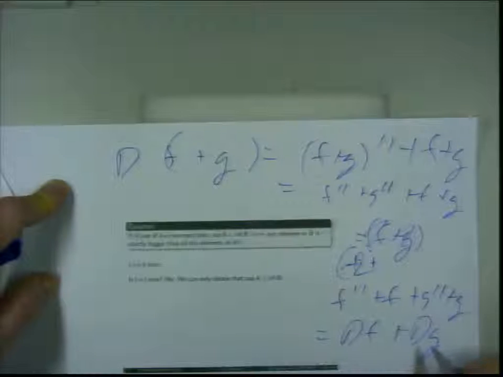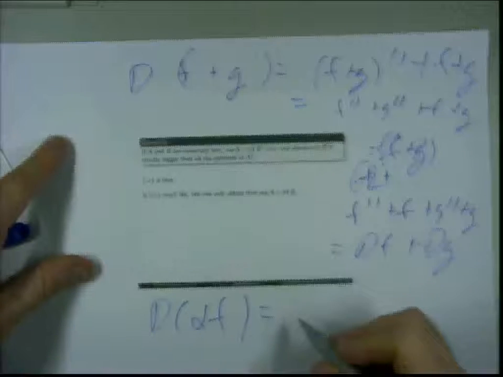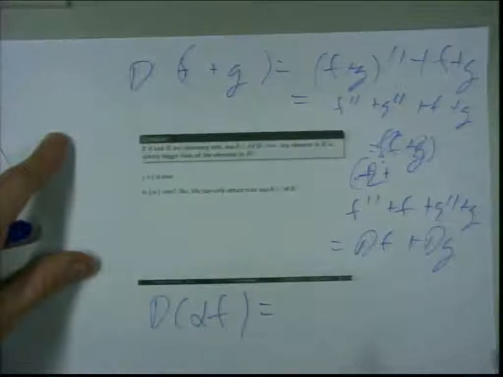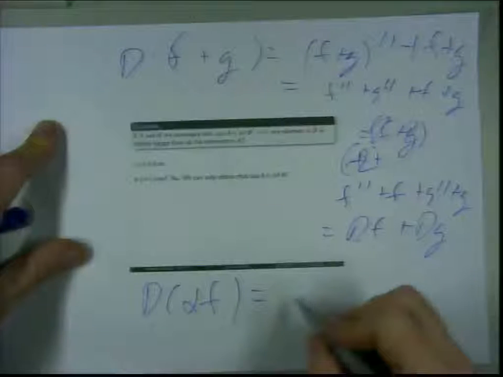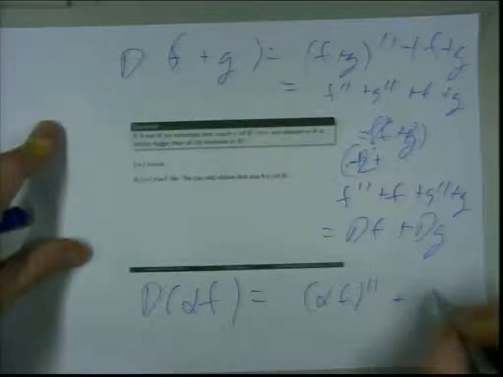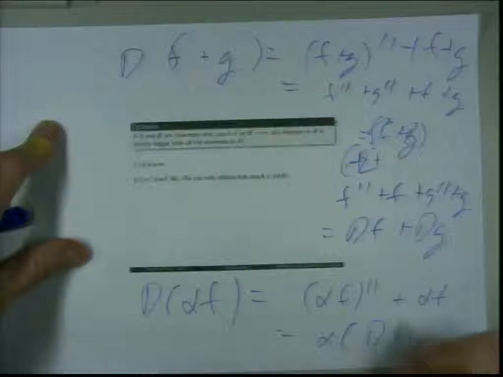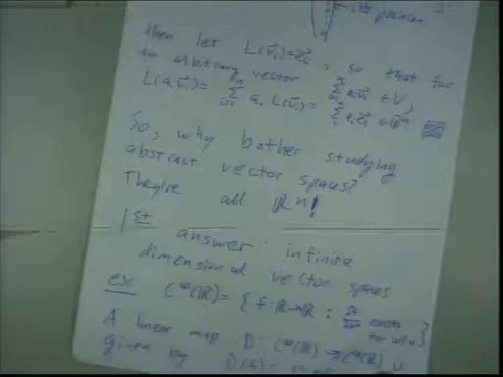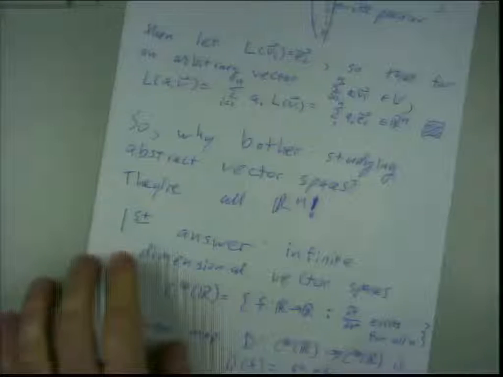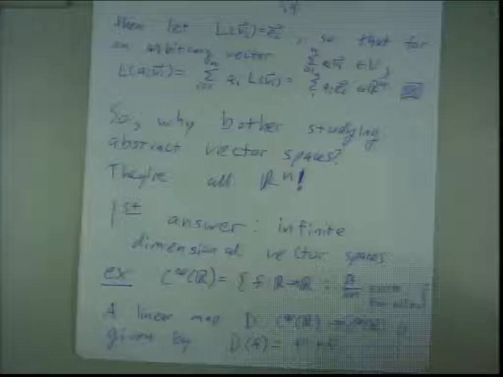So I can write it like this. And similarly, if I have a real number alpha, then since alpha pulls through a derivative, that's equal to alpha times the derivative of f. So that's a linear map. And it sends a smooth function to a smooth function. And the new function has infinitely many derivatives because the original one did.